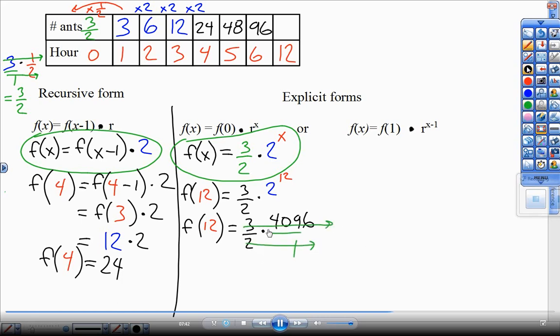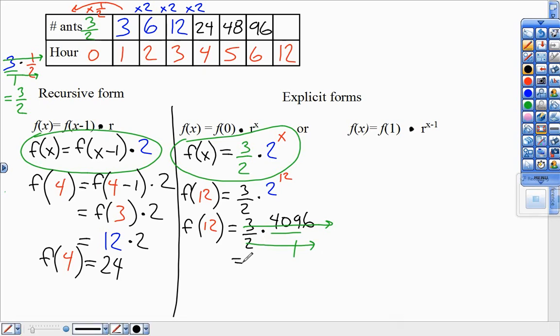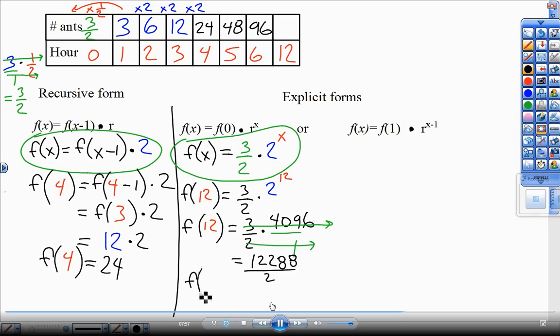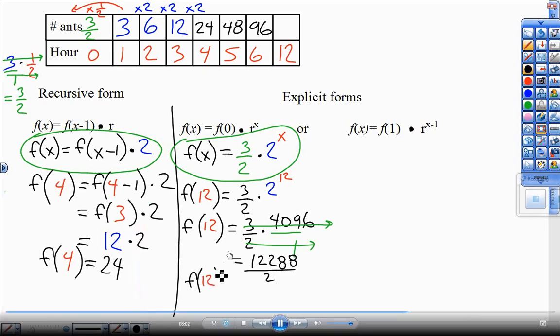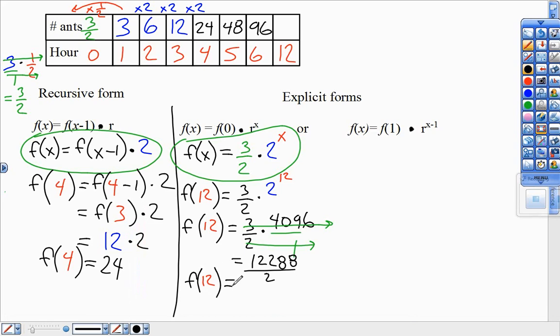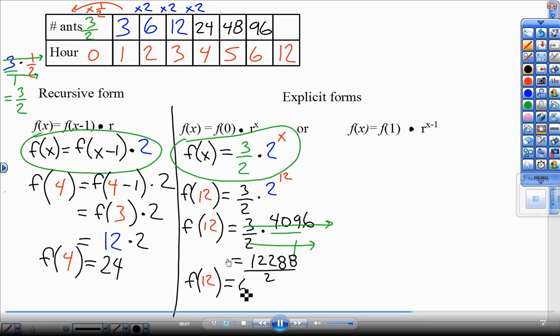3 times 4,096, I believe, is 12,288. 2 times 1 is 2. When I divide that out, I get the 12th term is, using my calculator, 6,144. And that number would go right here, or if it's too big, you can write it out and draw a little arrow in there.